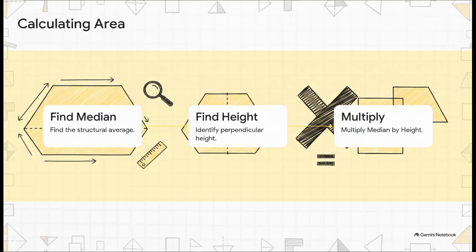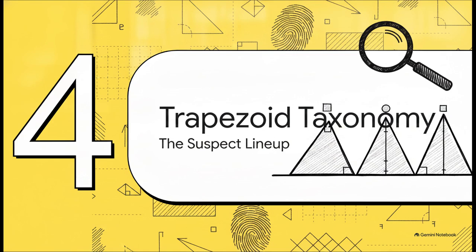Let's review the steps and see how this builds our formula piece by piece. First up, you calculate your median. That's your 1/2 times base 1 plus base 2. You're just finding the average. Second, you identify that straight perpendicular drop, which is your height. And finally, you just multiply that median by the height. It really is that simple. We're proving that area is just the average base multiplied by the sheer height. Beautiful detective work, everyone. All right, section 4, the trapezoid taxonomy.